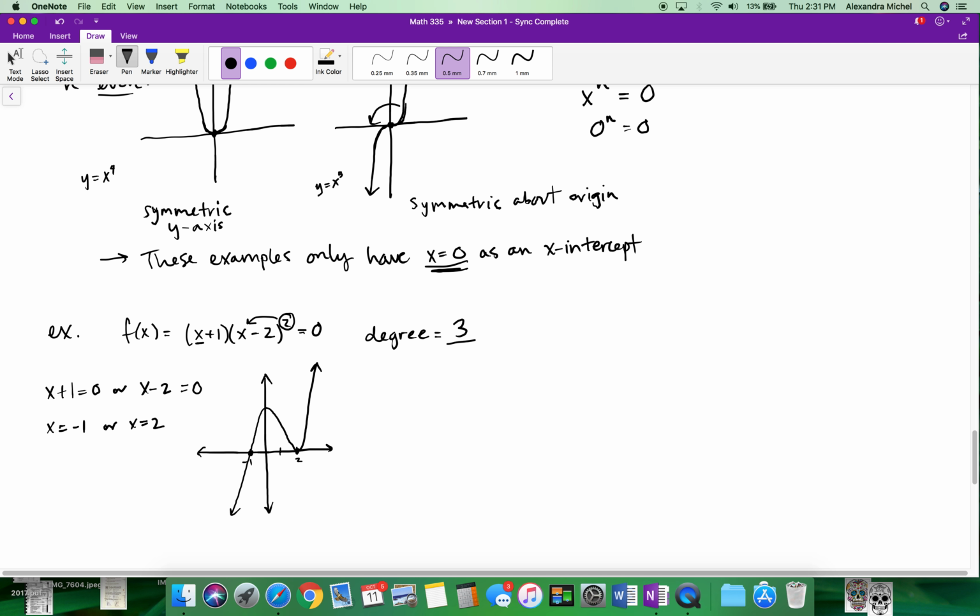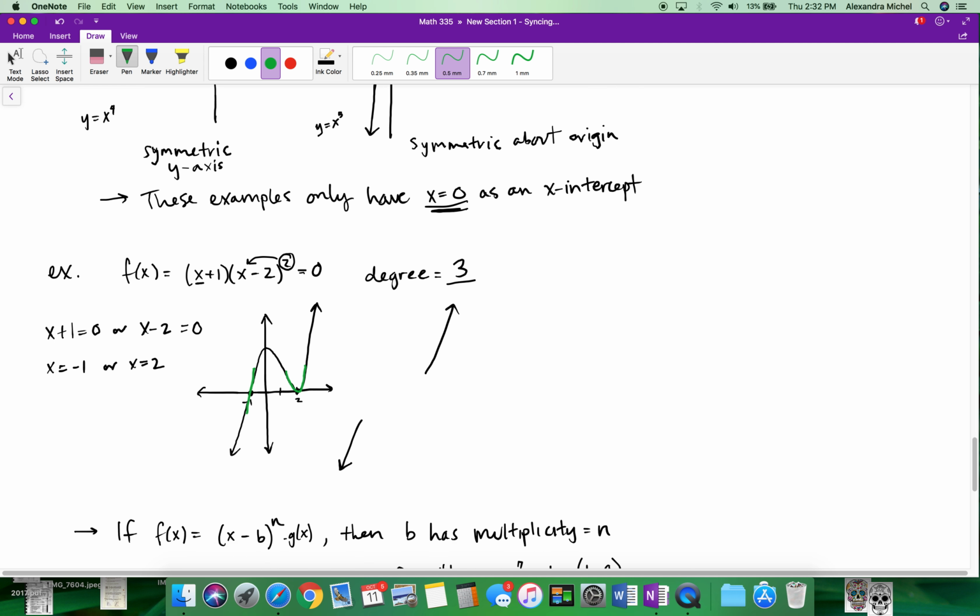So we know it's going to go off to infinity to the right, and it's going to go to negative infinity to the left, just like the picture here. Now, we also might notice that at negative 1, we're passing through the x-axis. We're going through. But at 2, we're going down, and then we're kind of bouncing off of the x-axis. So there's something about that that actually can be generalized.